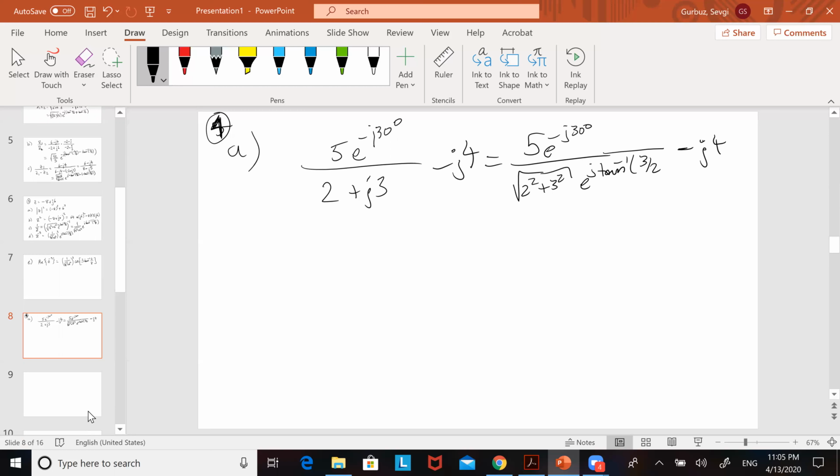Let's now divide through these numbers. So the magnitude here is going to be 5 divided by the square root of 4 plus 9, which is going to be 13. So we have the square root of 13.